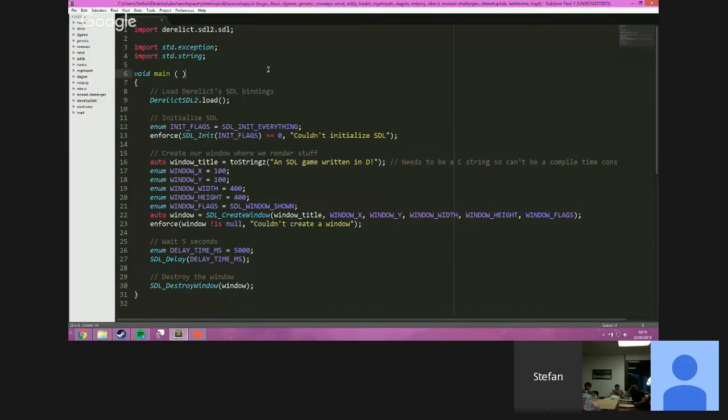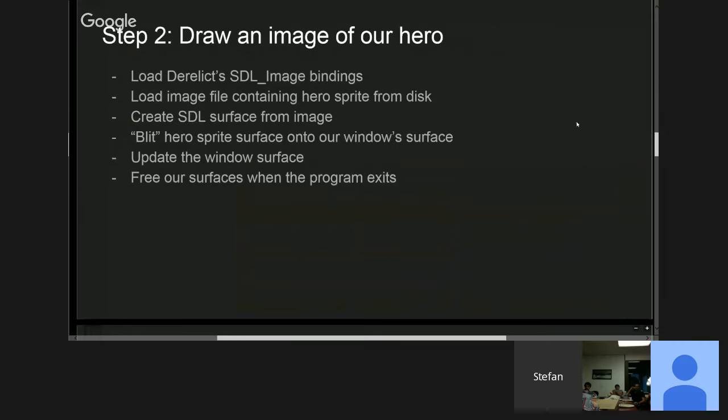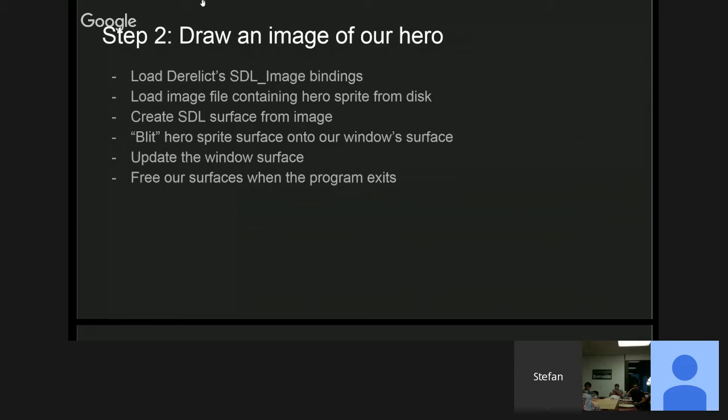So that's it for step 1. We've created a window. Next thing we want to do is draw an image of our game's hero. So in order to do this, we need to load some more bindings to a second SDL library called SDL_image. Then we need to load the image file containing the hero sprite from the disk. The nice part about SDL image is that it handles most known image formats like JPEG, PNG, GIF, whatever you can think of.